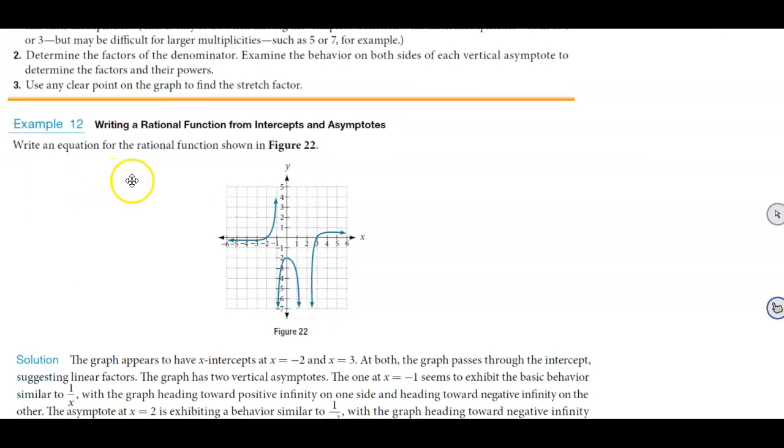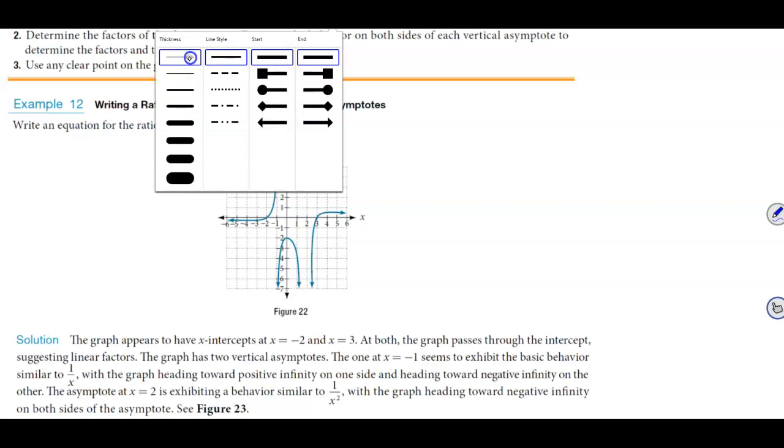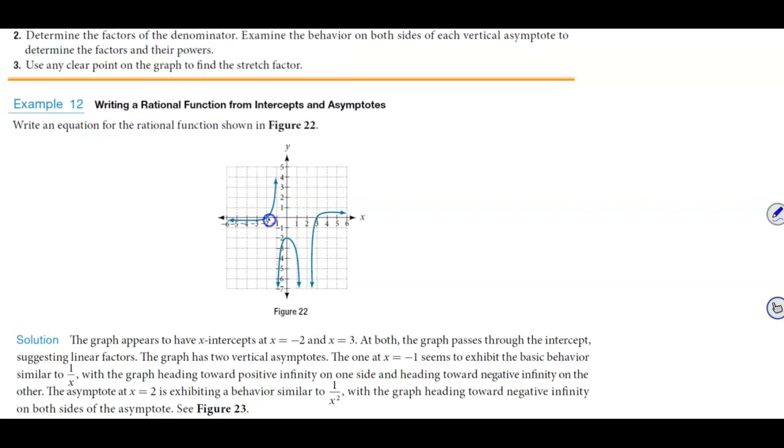So we're going to write the equation for the rational function shown below. The first thing we want to do is point out any x and y intercepts. Well, where does it cross the x-axis? We can see here it's crossing the x-axis at -2, and it's crossing the x-axis at 3. And then we also look at the y-intercept, and we can see that there's a y-intercept at -2.